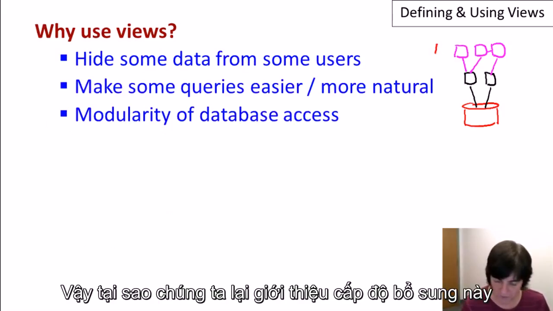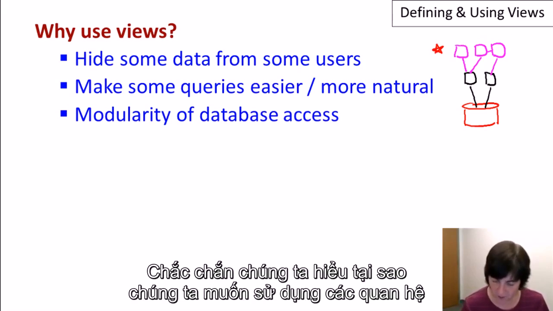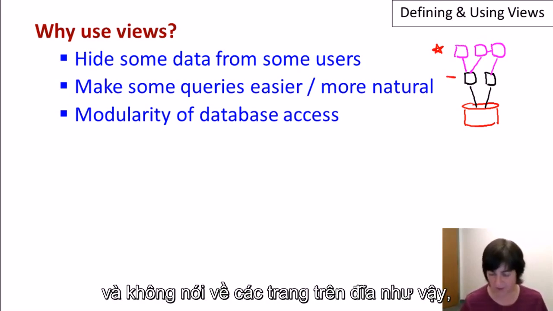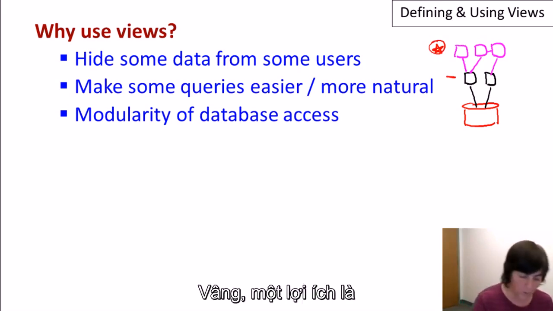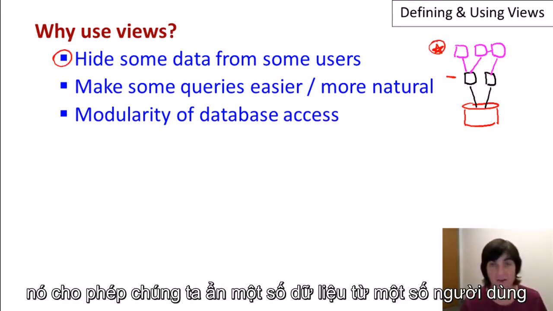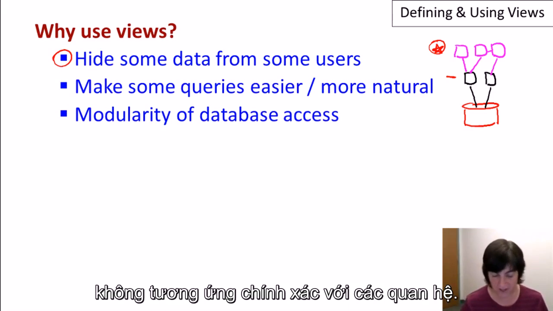So why do we introduce this additional level on top of this conceptual layer, which is the layer of relations? Certainly we understand why we want to use relations and not talk about pages on disk, but what's the benefit of adding views on top of relations? Well, one benefit is that it allows us to hide some data from some users when the granularity at which we want to hide data doesn't correspond exactly to relations.